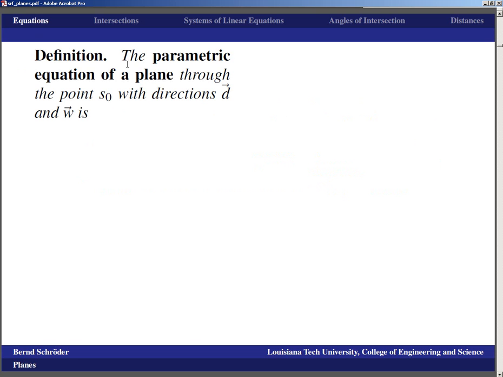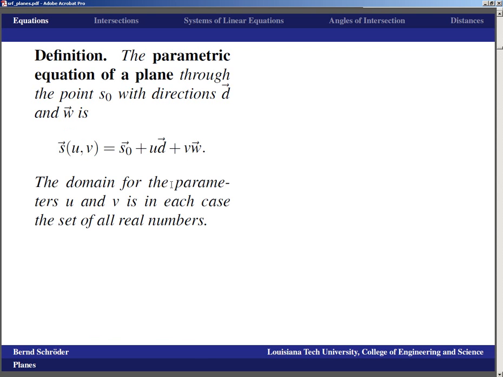So, definition. The parametric equation of a plane through the point S0 with direction vectors d and w is S of u and v, so surface of u and v again, equals base point S0 plus u, the parameter, times the first direction d, plus v, the other parameter, times the second direction w. The domain for the parameters u and v is in each case the set of all real numbers, so this is basically very much like the equation of a line, only that we have a second dimension added to it.